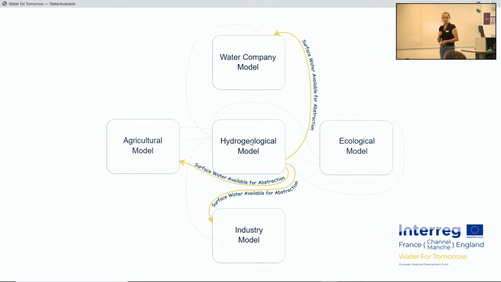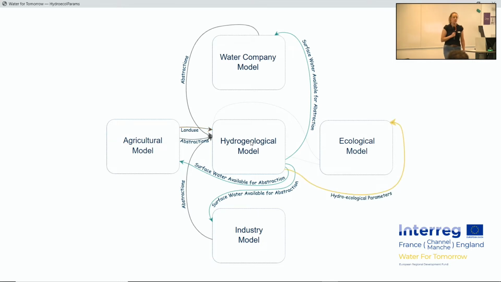Each of those models themselves will then, depending on their demand for water and the water availability, abstract either the water that they need or the water that's available to them. So the water company, agricultural and industry models feed information back to the hydrogeological model about the amount of water that they're actually abstracting. The agricultural model also feeds information about land use change back.